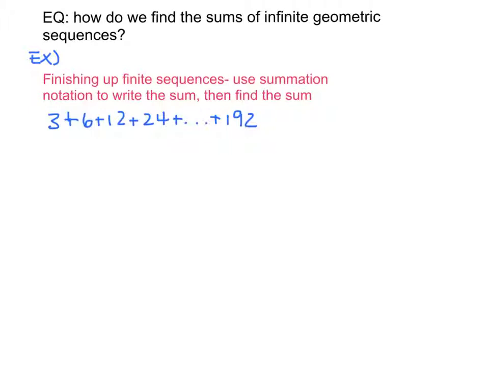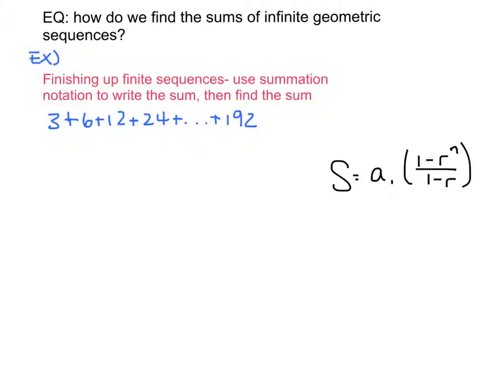Okay, so this is a geometric sequence, so I know to find the sum, I'm going to end up needing, the sum is a sub 1 times 1 minus r to the n over 1 minus r.